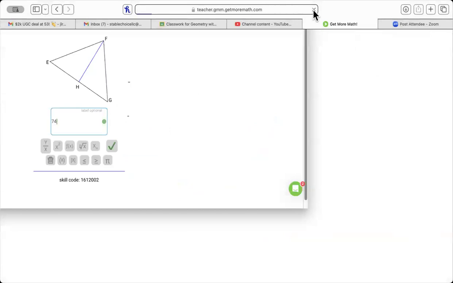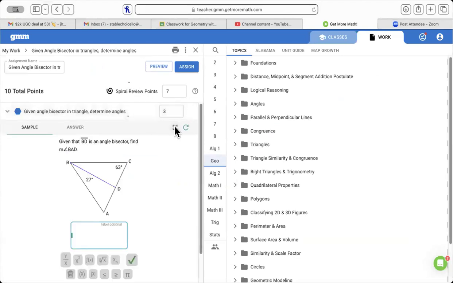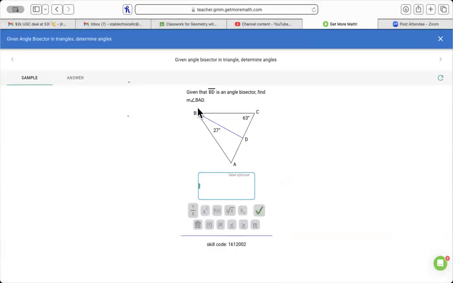Oh, of course. Here we go. Doesn't like it when I zoom in, evidently. Okay.